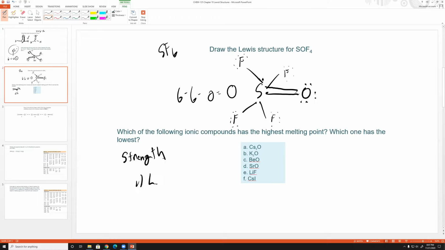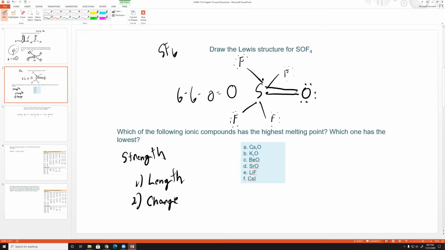One is the length, meaning the smaller atoms, the ones that are closer together, will produce the largest strength, and the ones that are further apart will not be that strong. And two, which is the most important, is the charge difference. So if you have +1s and -1s, that will be a lot weaker than +2s and -2s. So for the highest melting point, we need to see which ones are the strongest ionics.